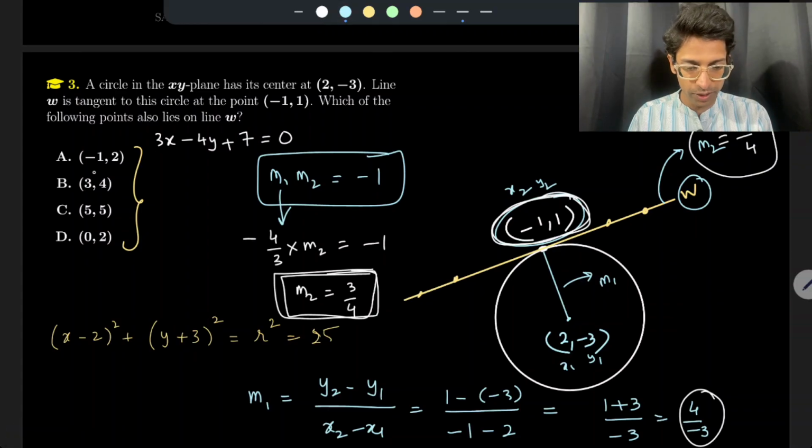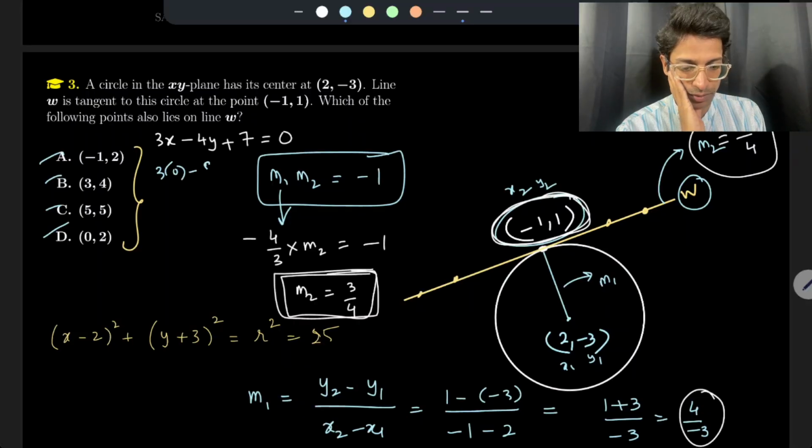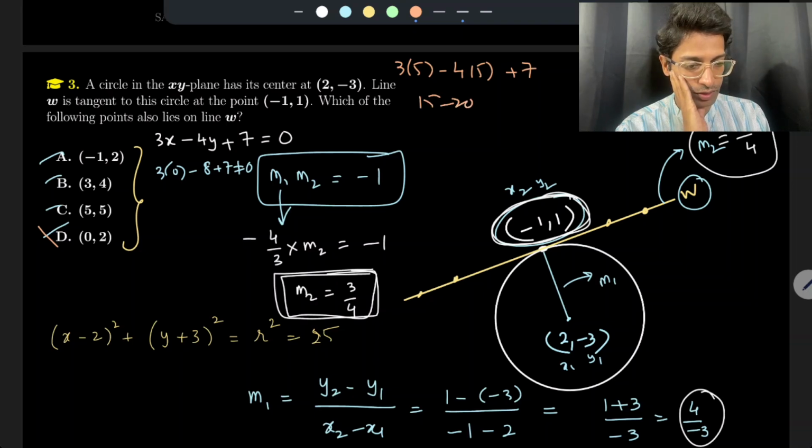Now let's try to substitute all these four options and see which one is getting satisfied. But let's try with 0, 2. If I substitute 0 here, 3 times 0 minus 4 times 2 is -8 plus 7. This is not equal to 0. I can see that. So this is ruled out. 5, 5. Let me substitute 5, 5. 3 into 5 minus 4 into 5 plus 7. Is it coming to be 0? 15 minus 20 plus 7. No, this is not equal to 0. So this is also ruled out. Let me substitute 3, 4.